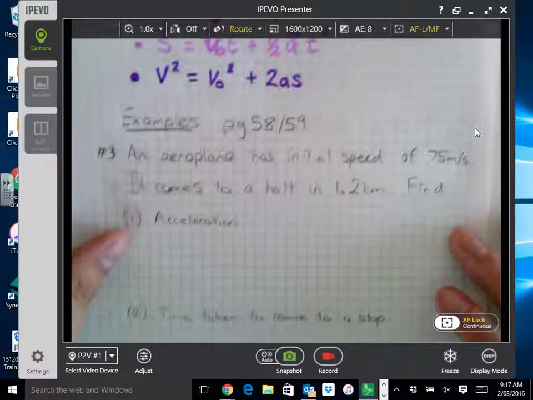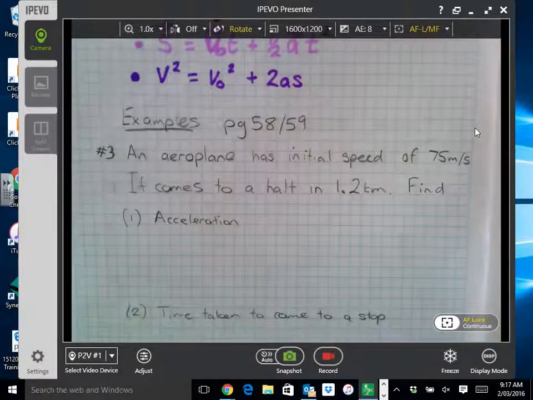Now these are actually taken out of the book, so you can follow along if you like on pages 58 and 59. For the first one, I've just condensed the question down to its core information. Example 3 from the book: an airplane has an initial speed of 75 meters per second. It comes to a halt.